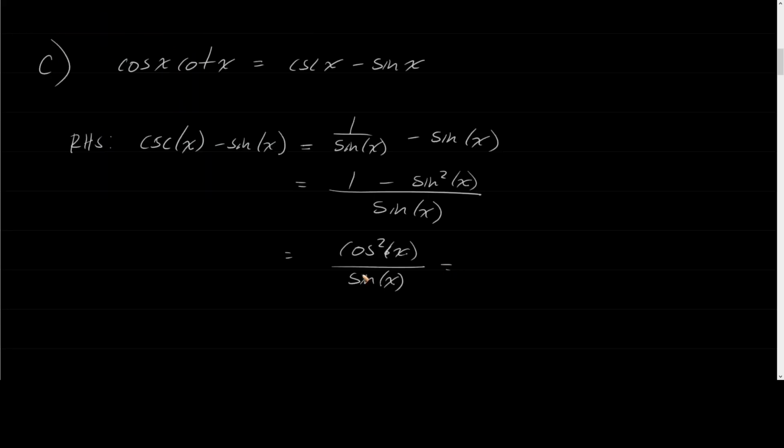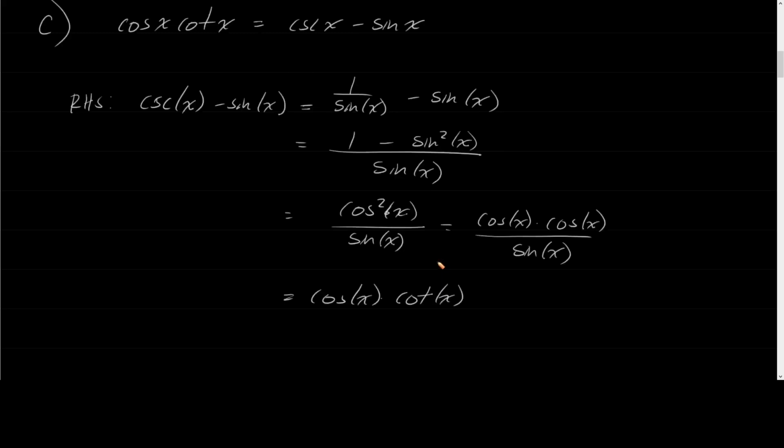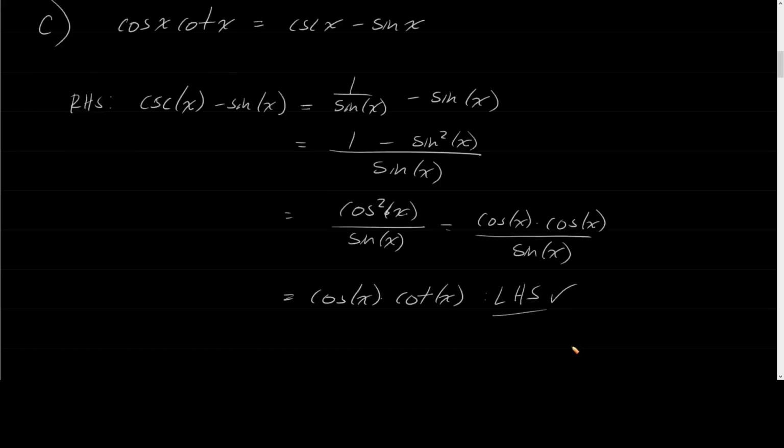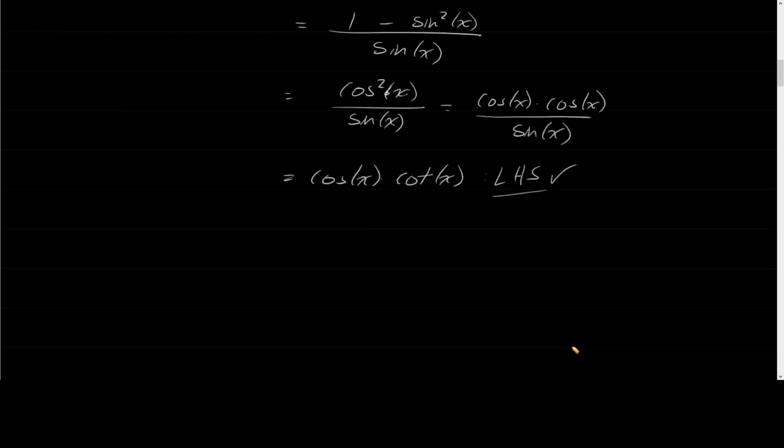And finally here, I can rewrite this as cosine x times cosine x, all of that over sine x. And if I choose to pair this cosine and this sine together, what I end up with here really is cosine x times cotangent x, which was the left-hand side. So we verified that that is a true identity. All right. And they can get more complicated than this. So for example, see D.